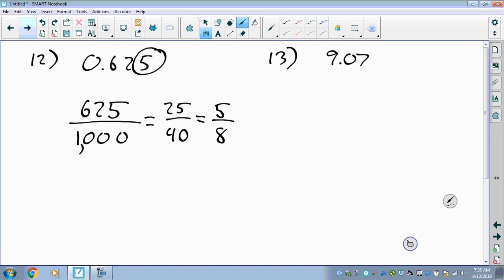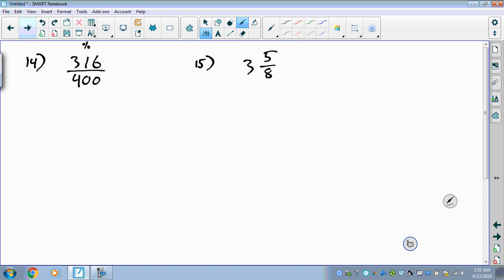This one over here is 9, and then 7 hundredths. So 9 and 7 hundredths. Whatever number you have on the outside, that whole number right there, that 9, goes right there on the outside. Then to make your fraction, I go tenths, hundredths, so that's 7 hundredths. Good? All right, now you can't reduce that. Good, moving on, I'm going fast.